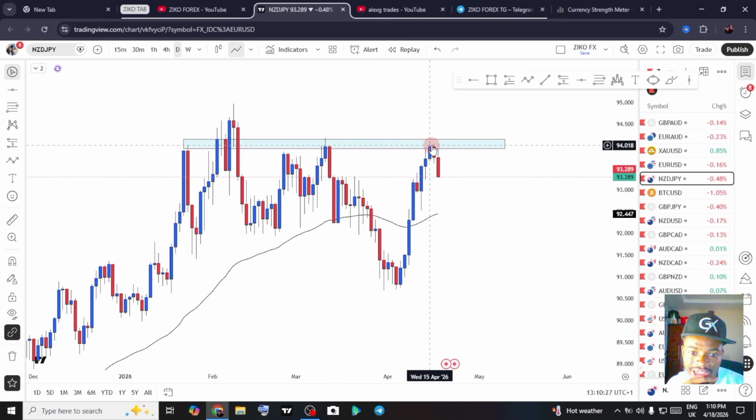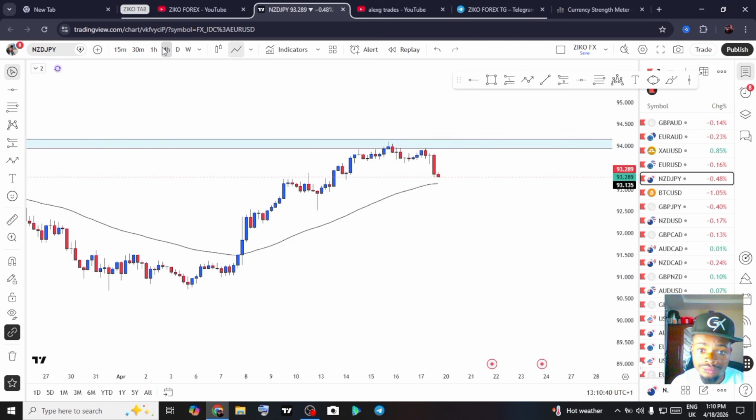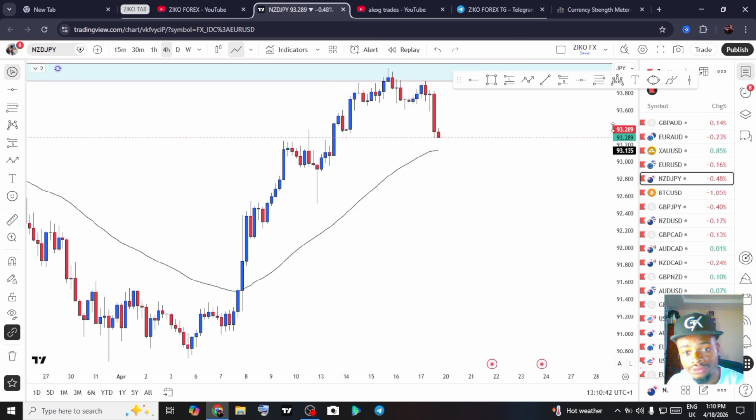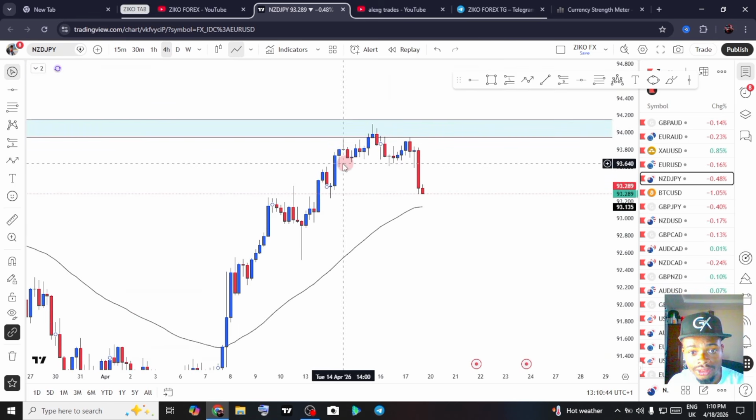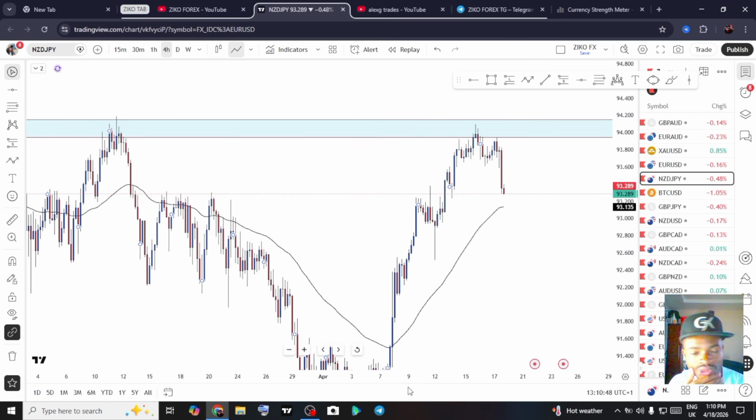But is this market bullish? Yes, this market is still bullish. Let's see how the weekly looks. Weekly is also bullish. This is the higher high, and this right here is the higher low. The 4-hour time frame is actually bearish, right? So I don't think I'll be interested. Will I be interested?